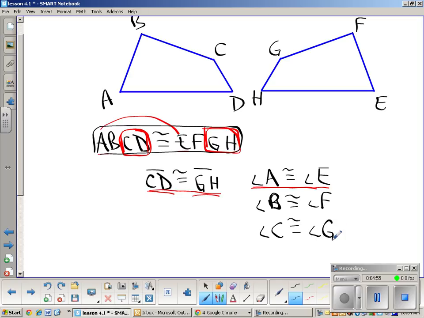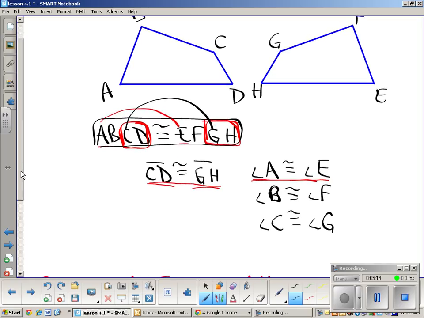Now you notice C is the third letter in the name and G is the third letter in the name. So we can use that information to help us identify these parts. What is the last angle? D and H. So angle D is congruent to angle H.